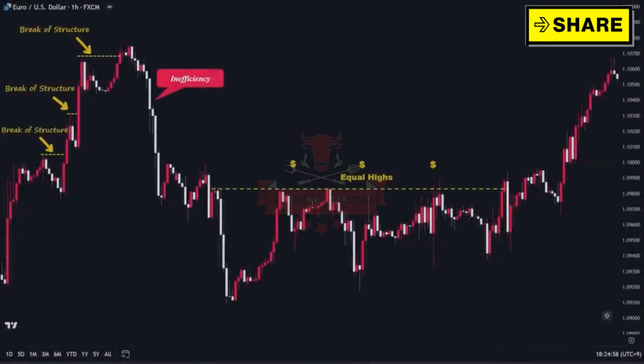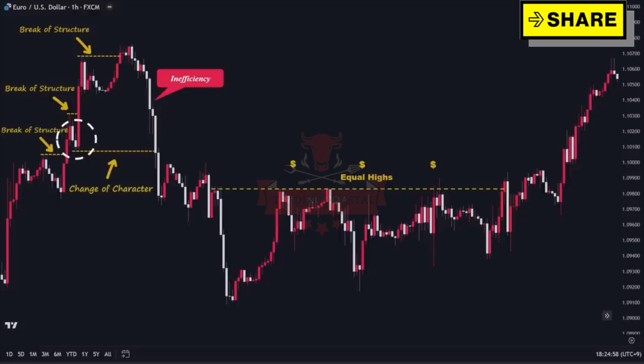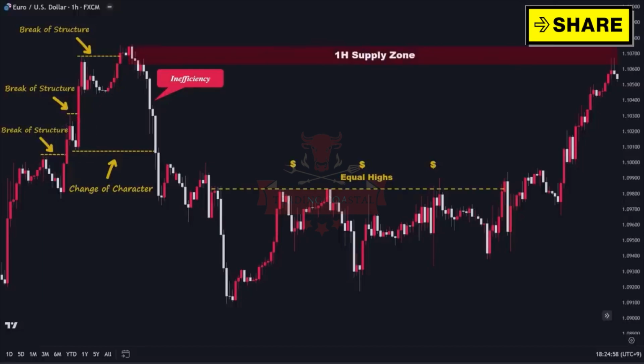So here we have the 1-hour time frame chart of the euro-dollar. We can see that the price was in an uptrend, but then experienced a reversal to the downside. This created a change of character pattern as the price broke and closed below the most recent higher low. Within this context, we can identify a supply zone that is associated with this change of character wave. This supply zone has the potential to reverse the price and initiate a new downward movement.